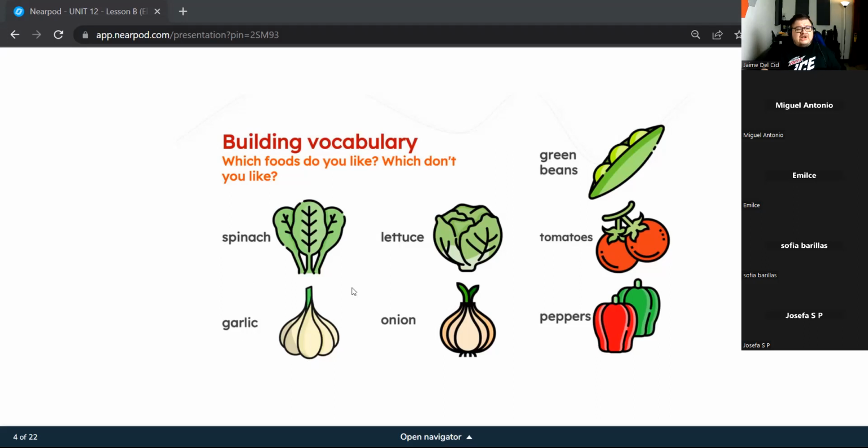Peppers. Very good, very good. So we have spinach, garlic, lettuce. That's the pronunciation for this one, lettuce.